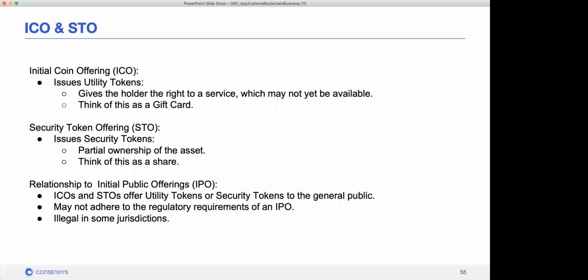ICOs and STOs are offering tokens to the general public. Some of the ICOs historically have not complied with regulatory requirements, and some people have got into really big trouble due to doing illegal offerings to the public. So yeah, you need to be awfully careful when doing an ICO or an STO.